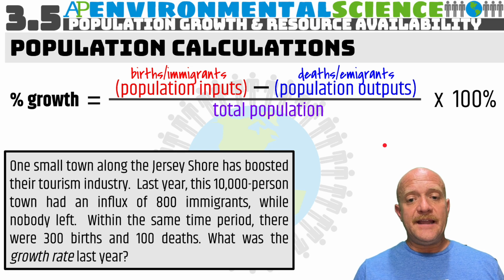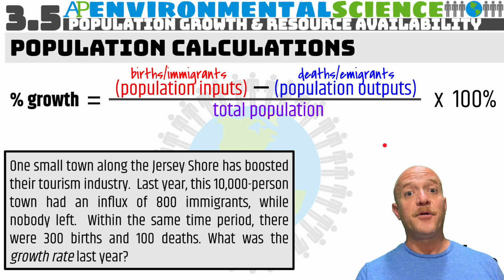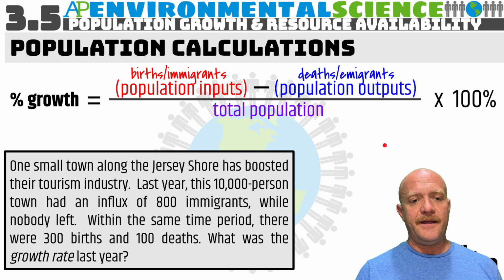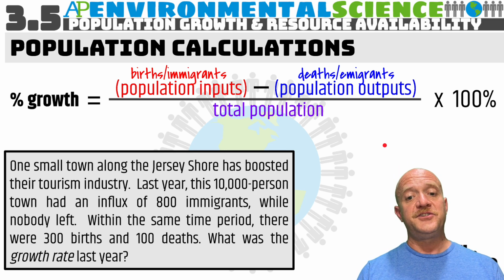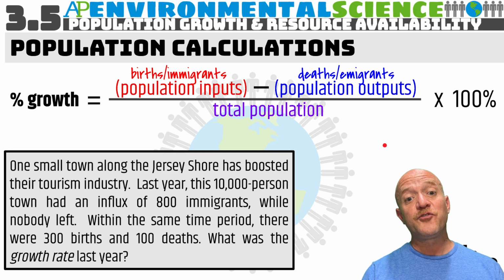And then I'm going to indicate the total population. So when I annotate this question, that will be seen in purple. So the question reads, one small town along the Jersey Shore has boosted their tourism industry. Last year, this 10,000 person town had an influx of 800 immigrants, while nobody left. Within the same time period, there were 300 births and 100 deaths. What was the growth rate last year?